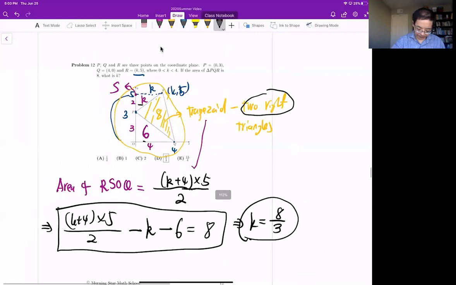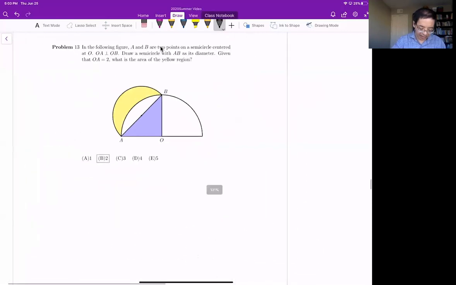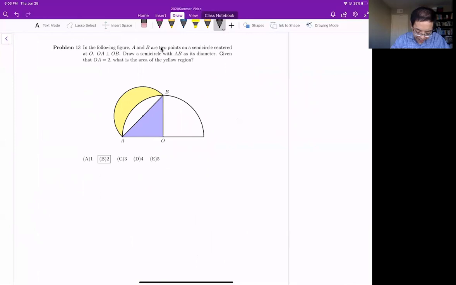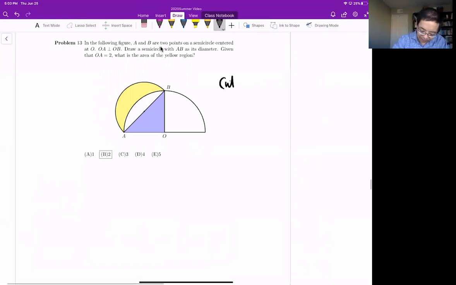All right, now let's look at problem number 13. Problem 13: we have two semicircles, a big one and a small one. What we're going to find is the area of the yellow region. Of course, at least for now, we cannot do this directly because the yellow region is curved. To calculate its area directly, we need to use calculus, which we haven't learned so far. So what we should do is a cut and paste.